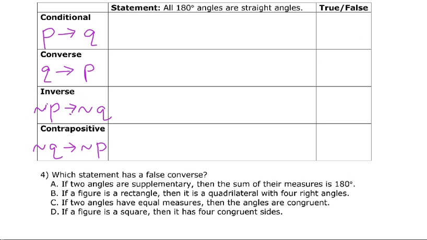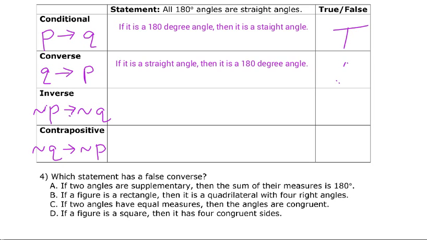All right, so for this example, it's the same idea. All 180-degree angles are straight angles. So for the conditional statement, we just need to change it to an if-then statement. If it is a 180-degree angle, then it is a straight angle. And this would be a true statement. So for the next one, for the converse, we need to switch the order, or this is where we flip it. So if it is a straight angle, then it is a 180-degree angle. This would also be true.